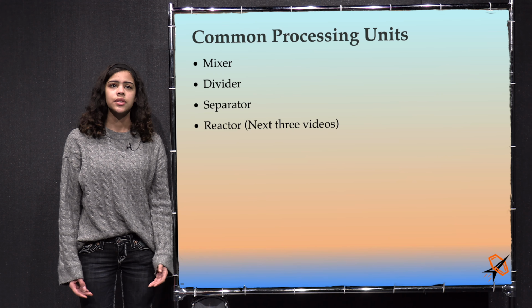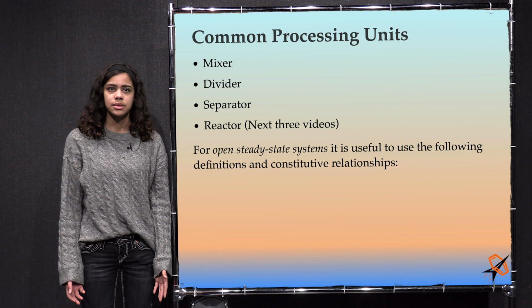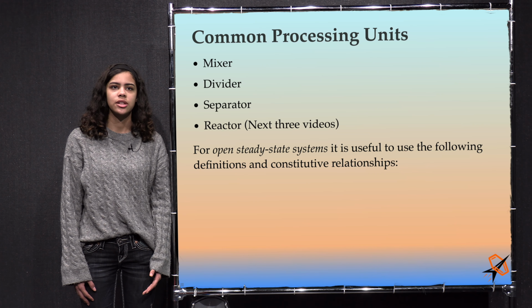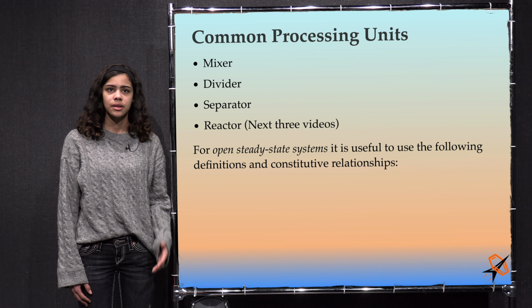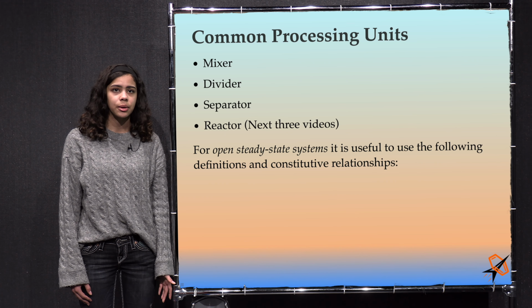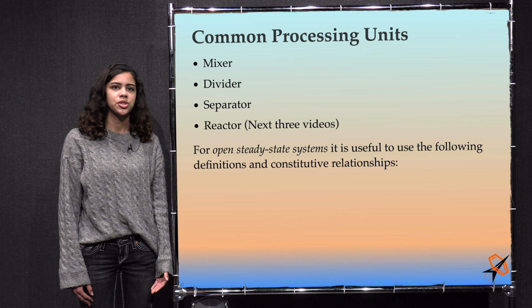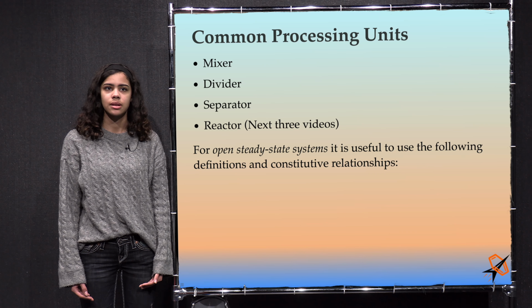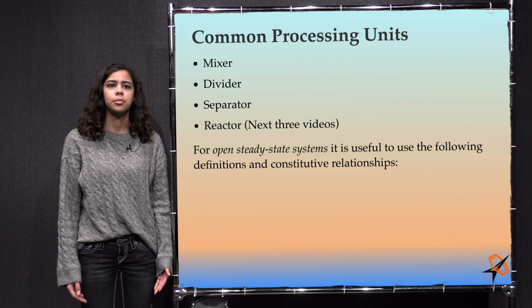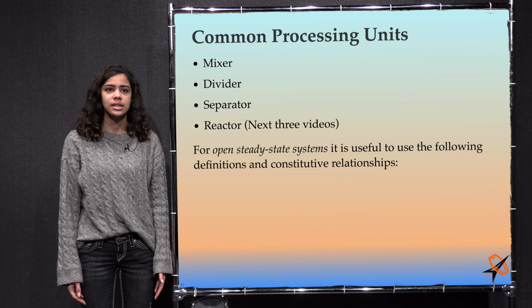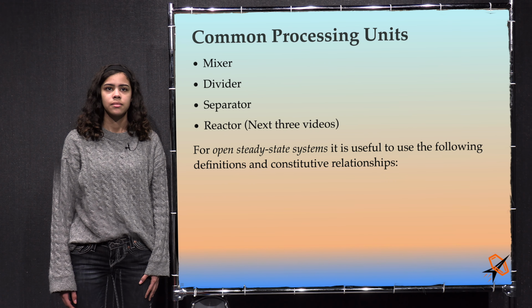The equations we're going to develop are for open steady-state systems. Large chemical processing plants always try to operate at steady state. For expensive or boutique chemicals like pharmaceuticals or biological reagents, you'll see batch systems. But again, for the large chemical processing plants, you almost always have steady-state systems.